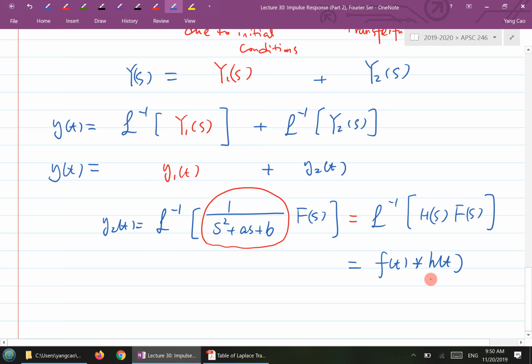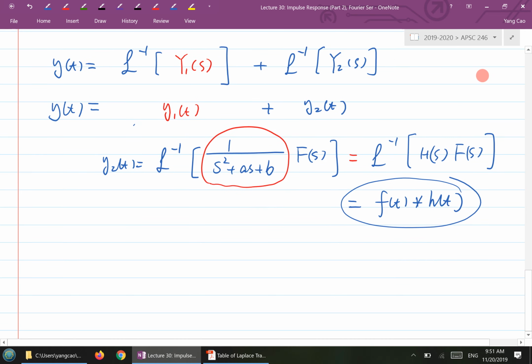Now remember when we introduced the concept of impulse response, I said if you have the impulse response, then your output will be just any current input convolved with this impulse response. So right now, your output has a part due to the initial condition, and a part due to the actual input convolved with the impulse response. So this is basically a general conclusion here.